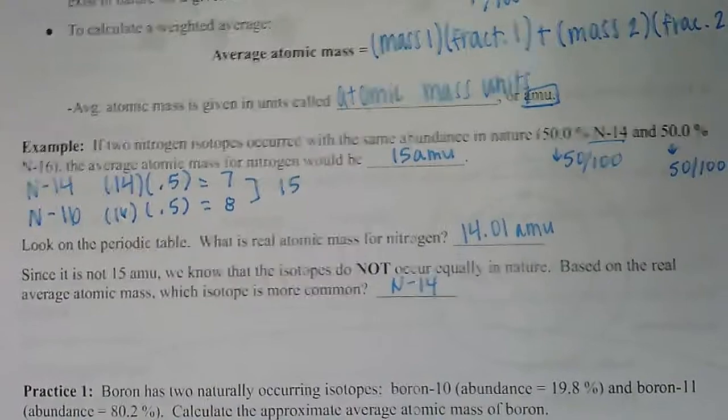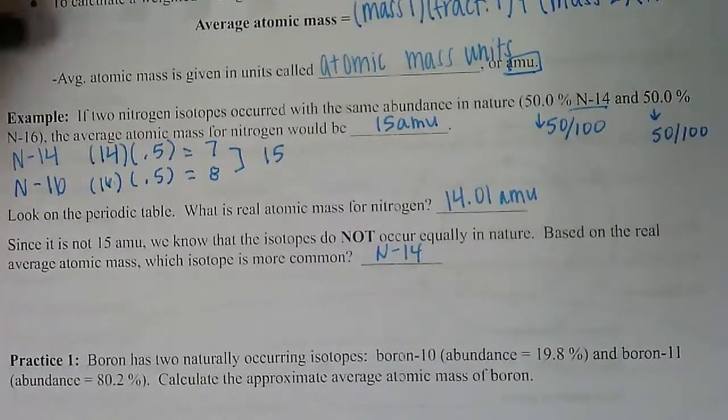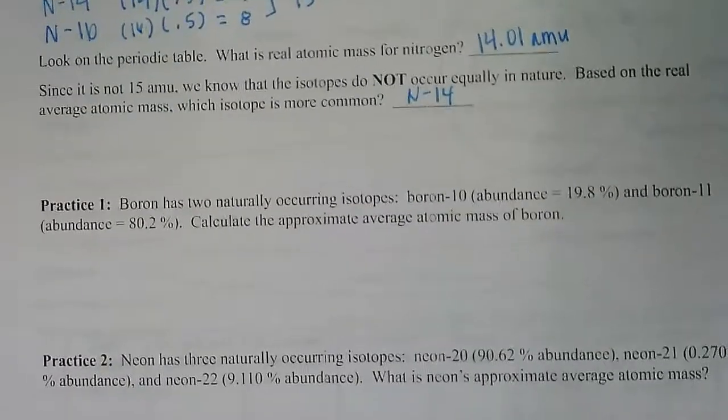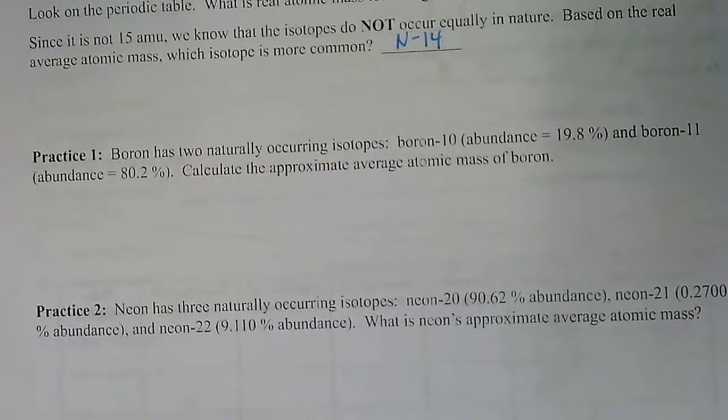Okay, so here we go, moving on to our practice number 1. Boron has 2 naturally occurring isotopes: boron 10 with an abundance of 19.8%, and boron 11 with an abundance of 80.2%. We're going to calculate the approximate average atomic mass of boron.